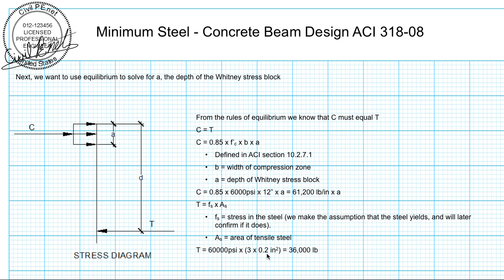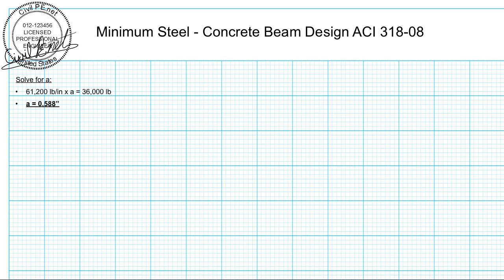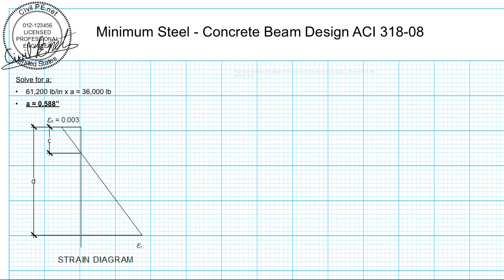So now we've got the variables that we need in order to solve for A, the depth of that stress block. We get our equation, set C equal to T, and we get 61,200 pounds per inch times A is equal to 36,000 pounds. So solving for A, we get that A, the depth of that stress block, is equal to 0.588 inches. So now using this, we can solve for C, the depth to our neutral axis, and determine the strain in that steel.